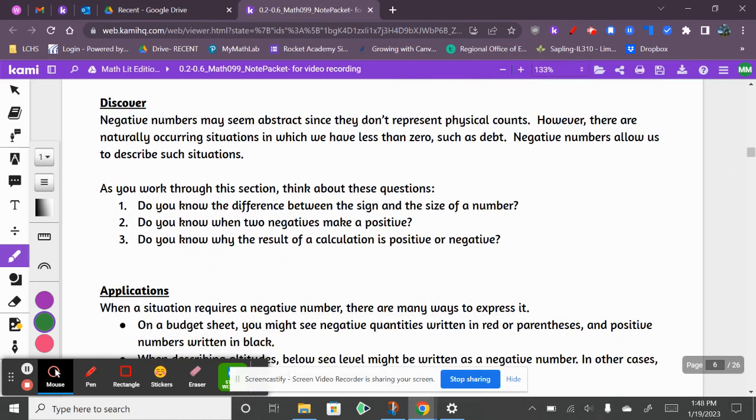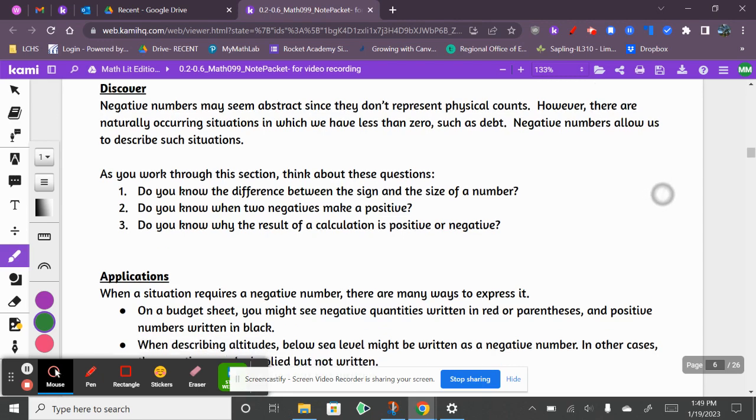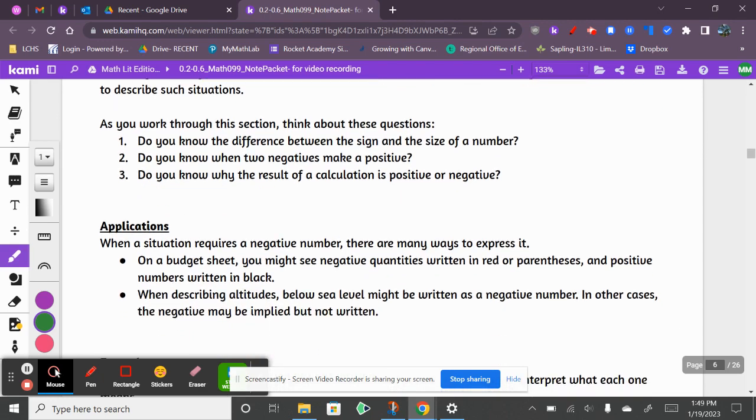So in our Discover activity, it says, negative numbers may seem abstract since they don't represent physical counts. However, there are naturally occurring situations in which we have less than zero, such as debt. Negative numbers allow us to describe such situations. So, as you work throughout this section, keep the following questions in mind. Knowing the difference between the sign and size of a number, knowing when two negatives make a positive, and knowing why the result of a calculation is positive or negative.